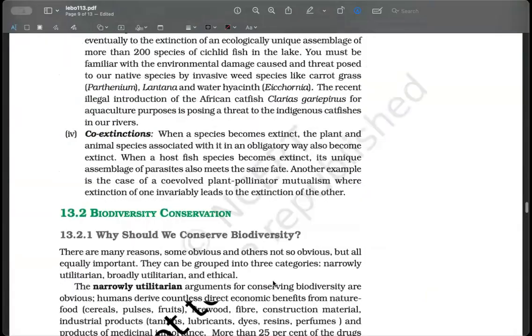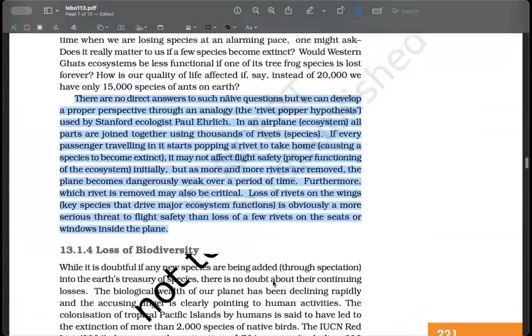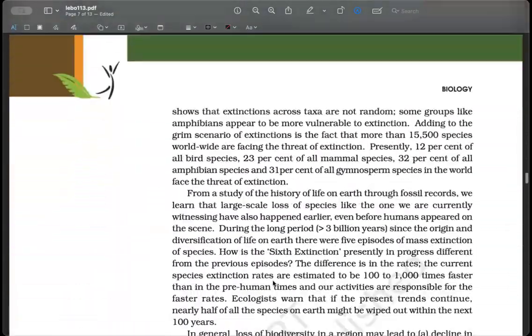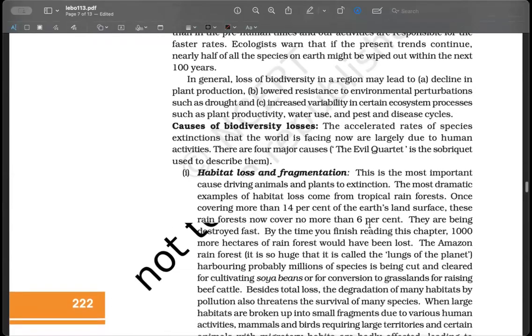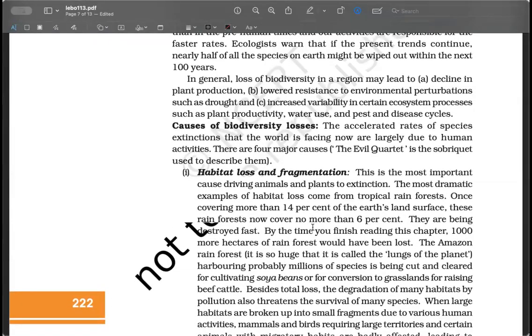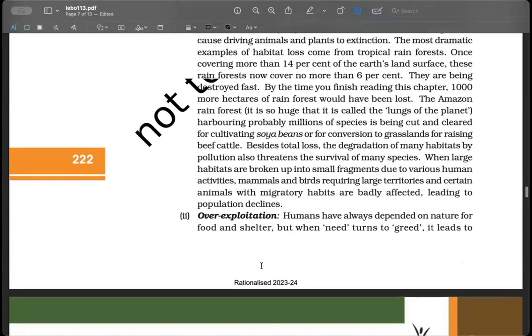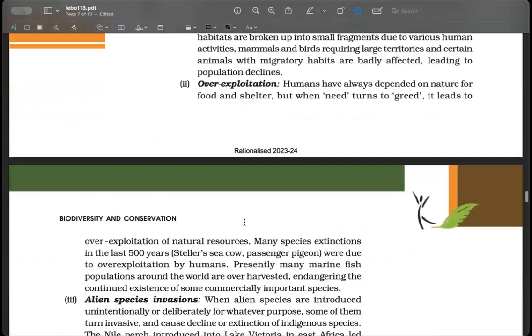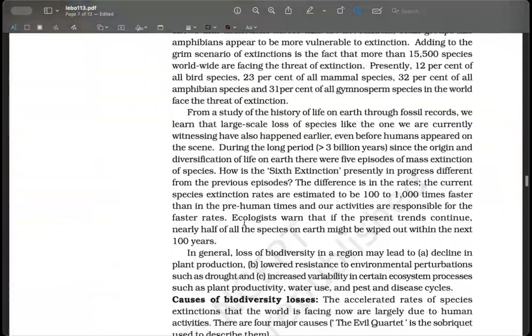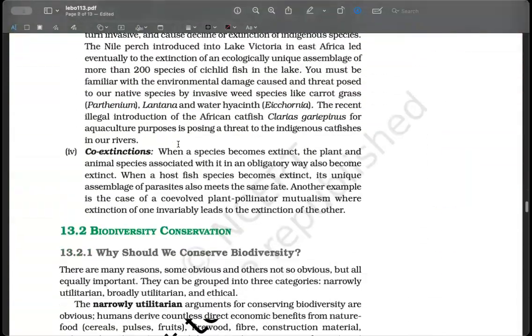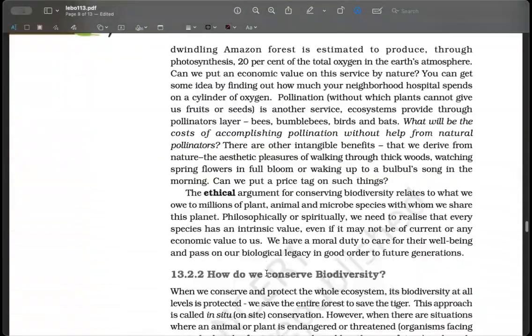There are two topics: the cause of loss, what causes the loss of biodiversity. Some of these are pretty straightforward and general things like habitat loss, like we talked about. We are cutting down forests and making more agricultural lands, or making cities, urbanizing the space, and overexploitation. So just read these things. I'll take these two topics in the next class: loss of biodiversity and how we can conserve biodiversity.